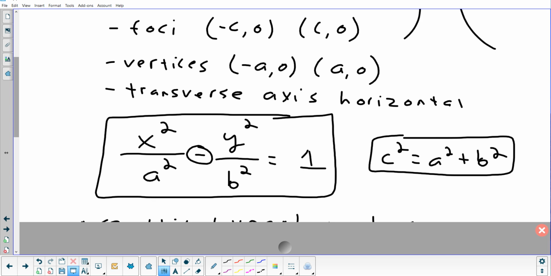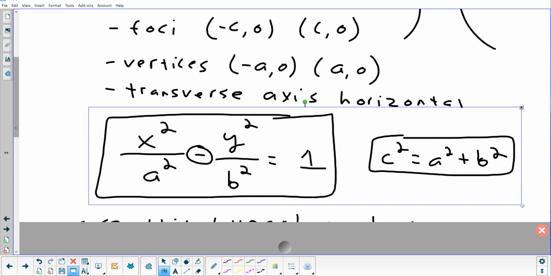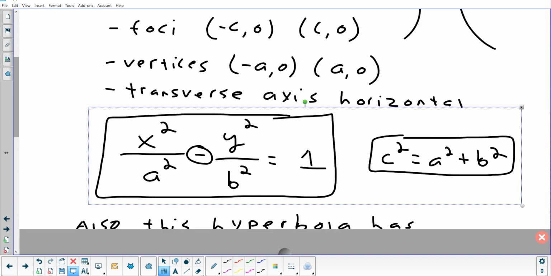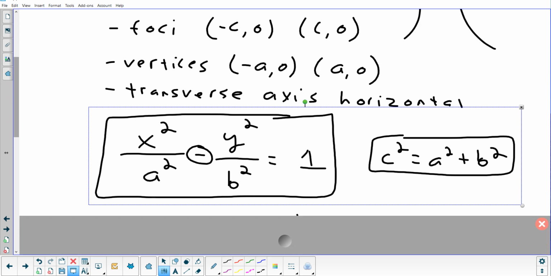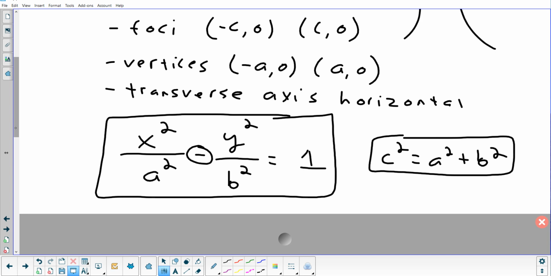What about here? What's different on the right? Yeah, you're adding the b squared instead of subtracting. Right. It's now c squared equals a squared plus b squared, where yesterday it was a squared minus b squared. Now, before we go any further and talk about the asymptotes, make sure you have this written down. I want to look at the case where the transverse axis is vertical, and I want you to tell me what looks different.